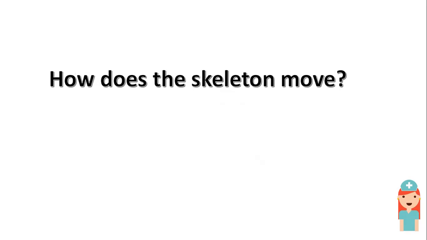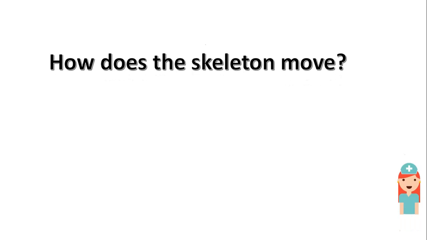Now let's move ahead. How does the skeleton move? Have you ever thought about it? So the muscles throughout the human body are attached to bones. Nerves around a muscle can signal the muscle to move. When the nervous system sends commands to the skeletal muscle, the muscle contracts. That contraction produces movement at the joints between bones. So this is how the skeleton moves.